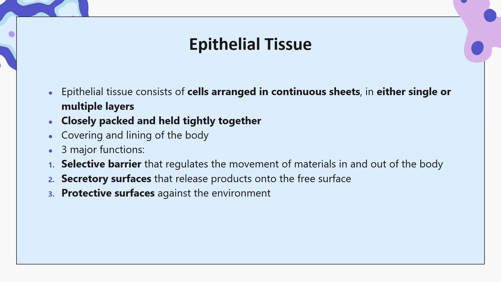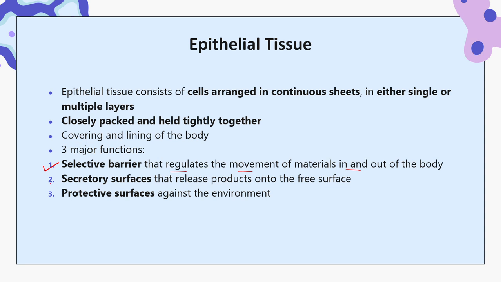The function of epithelial tissue is covering and lining of the body, and there are three main functions performed by epithelial tissue. First is the selective barrier. They act as a selective barrier by regulating the movement of material in and out of the body.